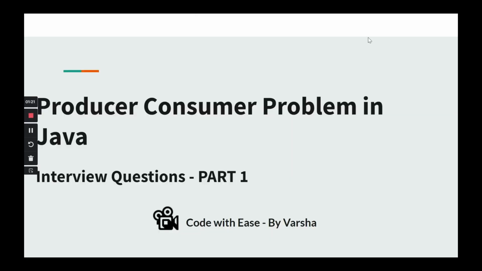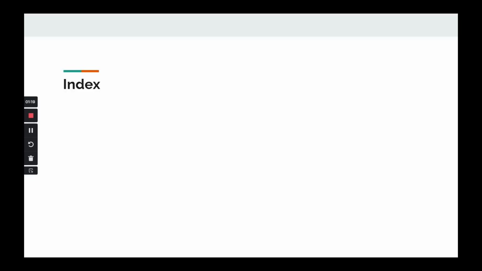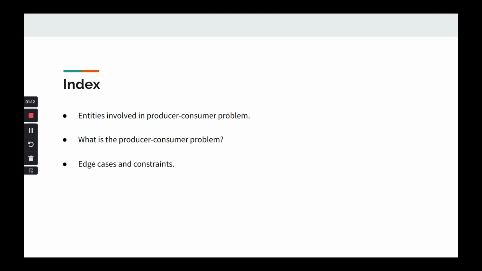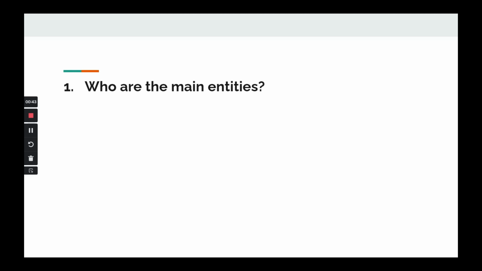Producer-consumer problem in Java. This is going to be part 1 of the video. So what are the things we will cover today? We will talk about who are the entities, what is involved in this problem, what is the problem about, the edge cases, the constraints, what is the importance of this problem from real world perspective, and finally we'll wrap up with a code demo.